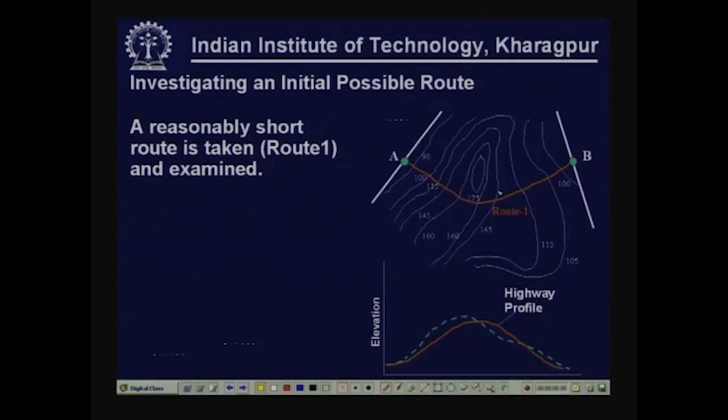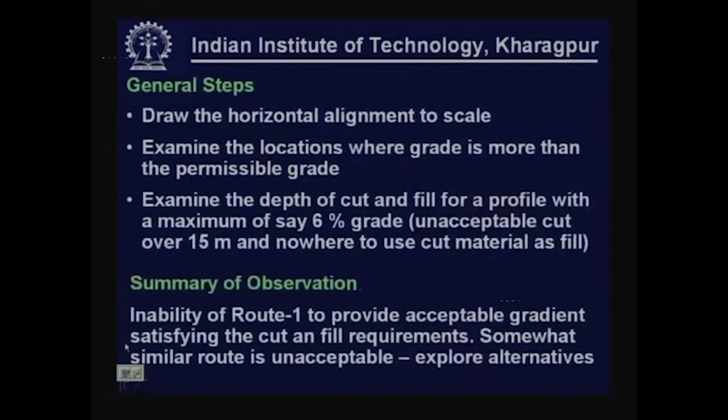Then, as I have explained to you earlier, we carry out all the steps. Initially we draw tangents, then provide smooth curves, then we take the ground profile, and we also plot the highway profile. We see what the cuts are, what the maximum amount of cut is, what the maximum amount of fill is, and whether the earthwork is balanced. All those steps we carry out.